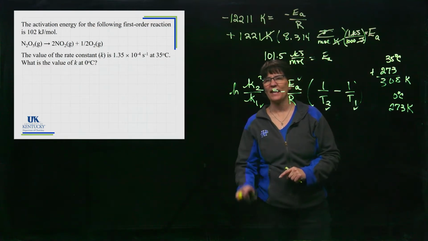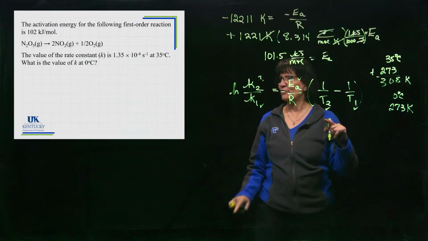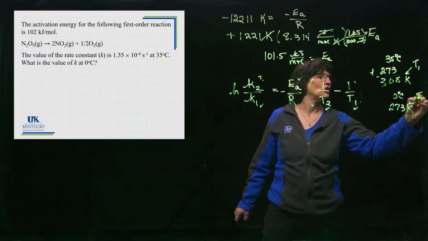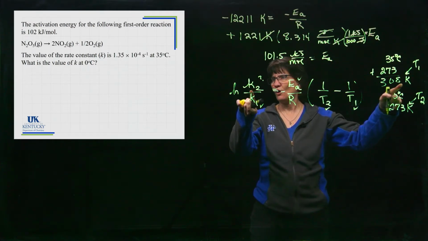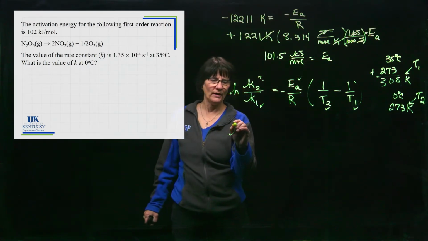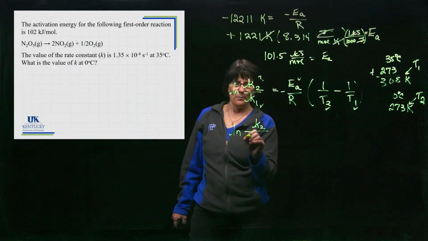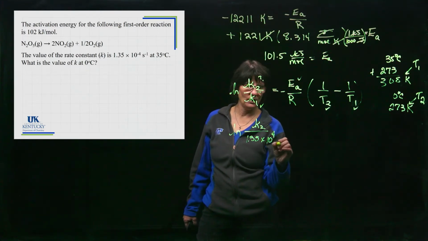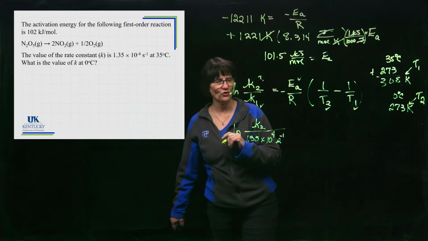Okay, I have decided to do the one that I know the K for to be T1. So I'm going to call the 35 T1, I'm going to call this one T2. Okay, K1 goes with this T1, and I'm going to solve for K2. So the natural log of K2 that I don't know, K1 is 1.35 times 10 to the 4, and the unit is seconds to the minus 1. That tells me it's a first order reaction. Whenever I have units of time to the -1, it's a first order reaction.